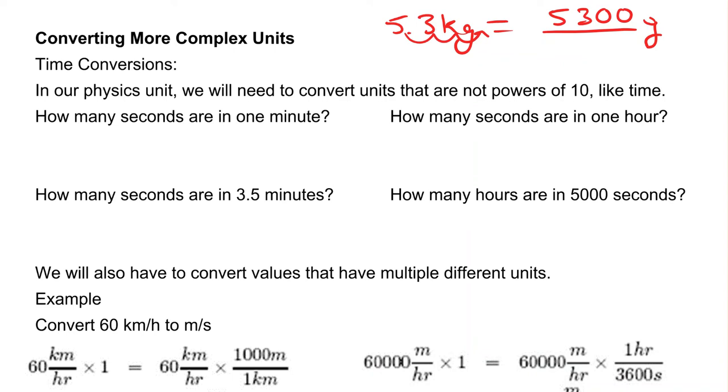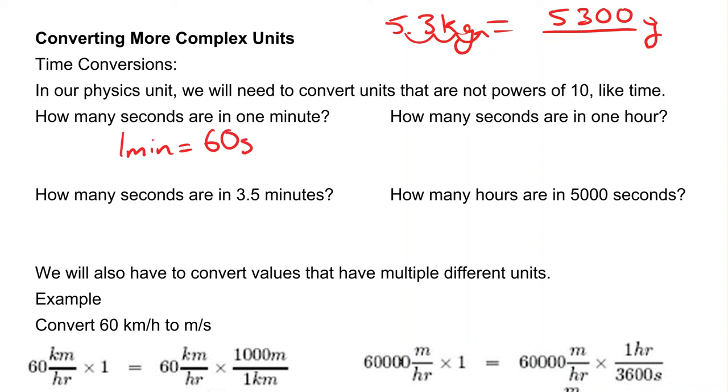That was just moving the decimal. That wasn't really a lot of multiplying or dividing, even though we were multiplying and dividing. But we're going to have to use this idea of unit analysis here to be able to convert between some different types of units. So in our physics unit, we need to convert units that are not powers of 10, a lot like time. So let's think about this. How many seconds are in 1 minute? Well, hopefully you know 1 minute is equal to 60 seconds.